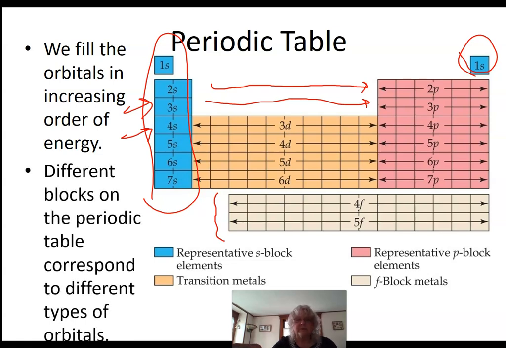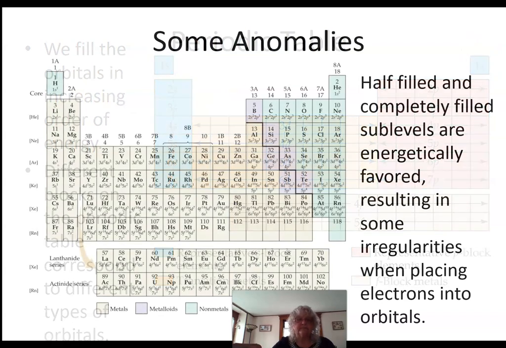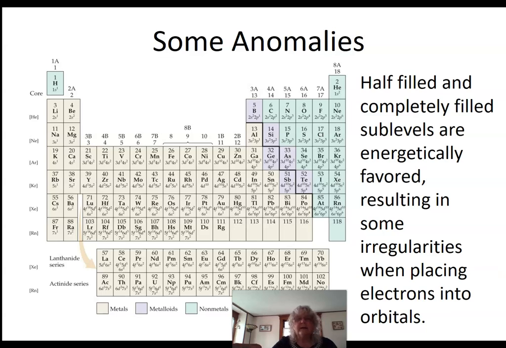So this is just telling you different blocks on the periodic table correspond to different types of orbitals. So this is a picture of the periodic table with the outermost energy level filled in. And so there's one other thing we want to keep in mind, and that's that half-filled and completely filled sublevels are favorable energetically. What that means is it requires less energy for an atom to have all of the orbitals in a sublevel either full or half full. And so there's a few irregularities that occur because of that on the periodic table.